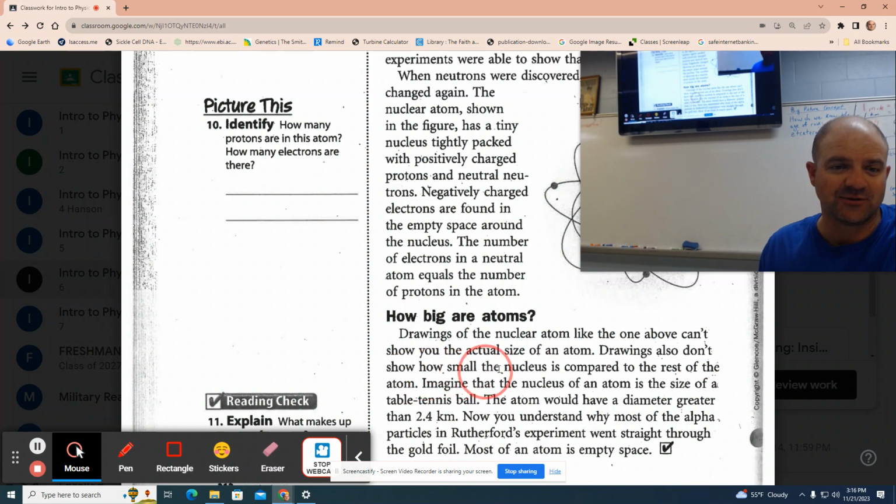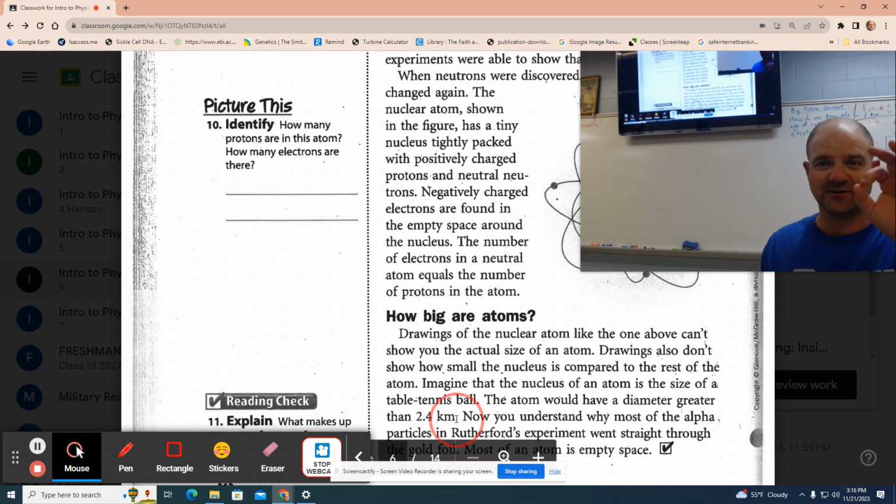Drawings also don't show how small the nucleus is compared to the rest of the atom. It's kind of like the solar system model we did in class last week, where if we actually want to be to scale, we need a very large space. Imagine that the nucleus of an atom is the size of a table tennis ball, a ping pong ball. The atom would have a diameter greater than 2.4 kilometers. That's over 1.5 miles, I think. That's quite a diameter for the whole electron cloud.